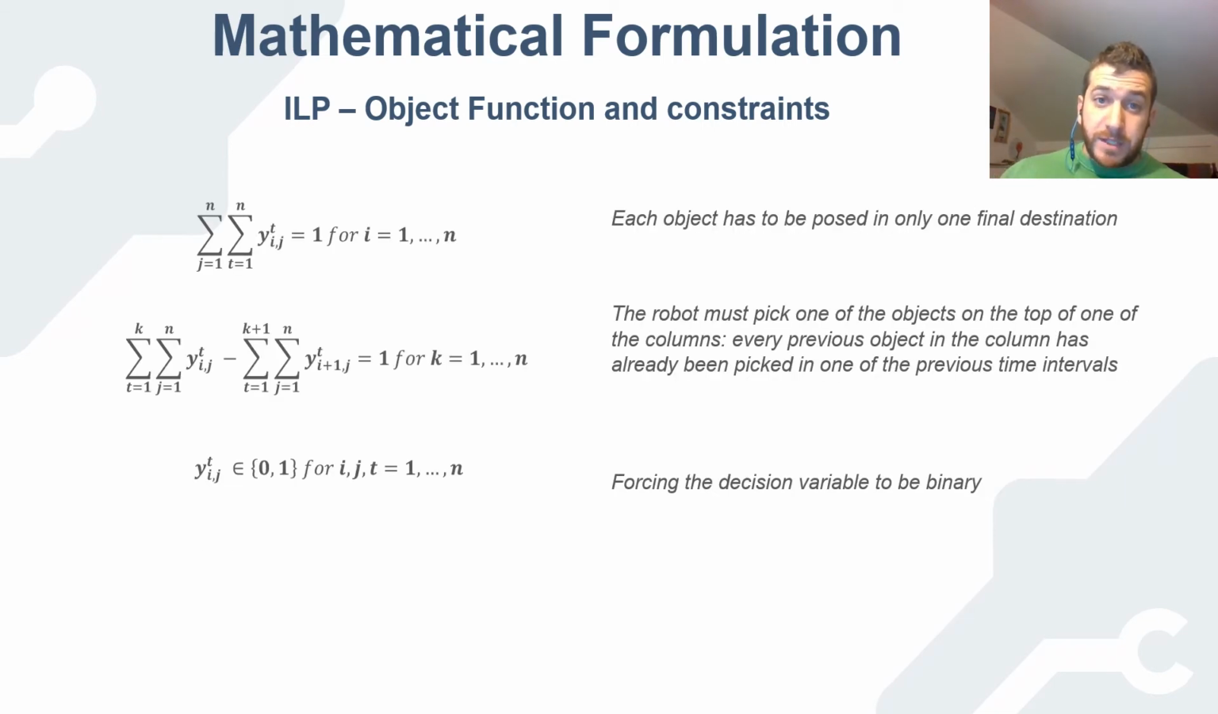The fourth constraint imposes that each object has to be posed in only one final destination. The fifth constraint imposes that the robot picks one of the objects on the top of the columns, and this constraint is imposed by verifying that every previous object in the column has already been picked in one of the previous time intervals. The sixth constraint forces the decision variable to be binary.